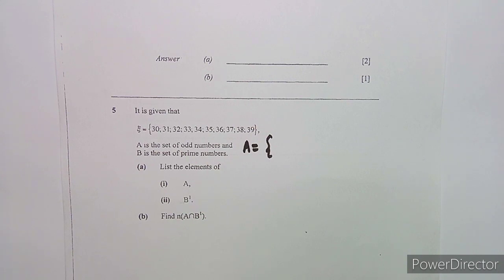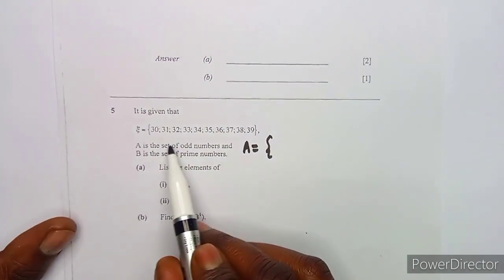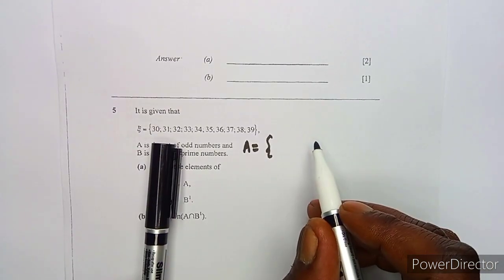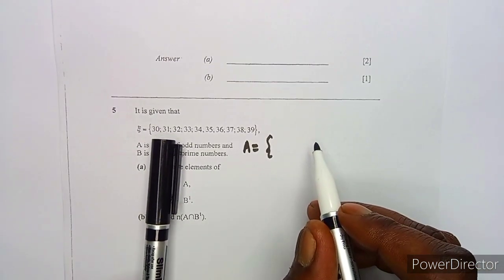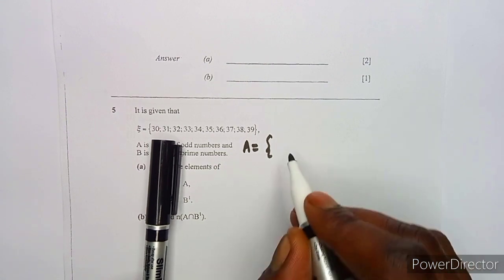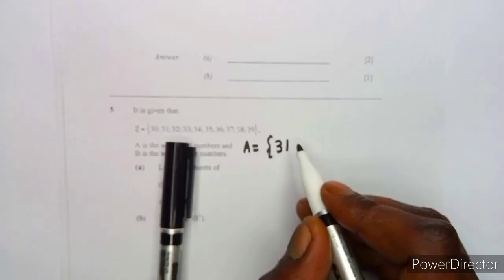Remember, odd numbers, we are referring to those numbers that when you divide that number by 2, it will leave a remainder of what? It will leave a remainder of 1. So which numbers do we have inside this set from 30 up to 39? We are referring to a number like 31. When you divide by 2, you're going to remain with a remainder of 1 here. So you're talking of 31.